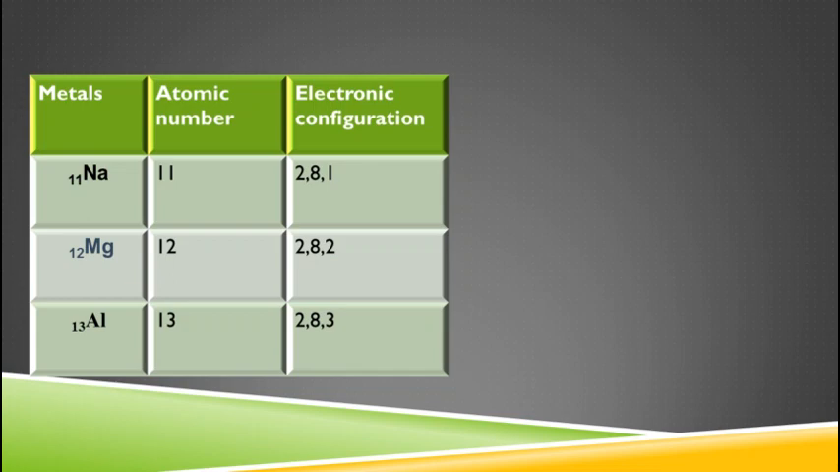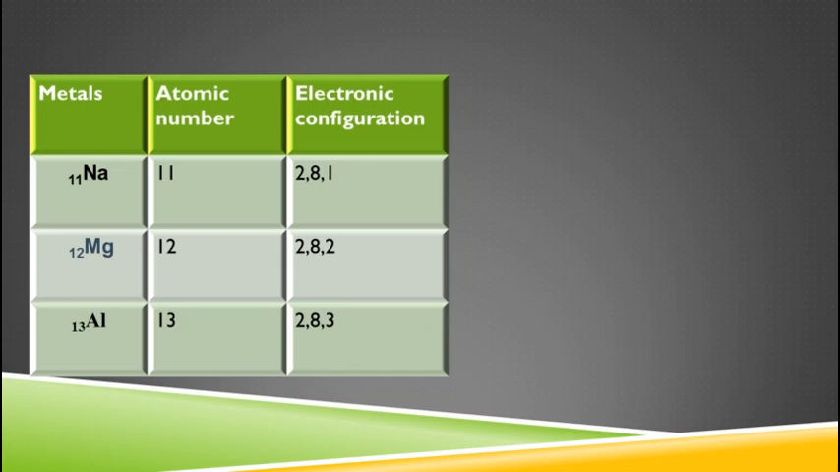And next is magnesium metal. Below it is written 12. That means the atomic number of magnesium is 12 and the electronic configuration is 2, 8, 2. That means in the last shell only 2 electrons are present. Now the next example is aluminium. The atomic number of aluminium is 13. Let's see the electronic configuration. It is 2, 8, 3. So in the last shell of aluminium only 3 electrons are present.